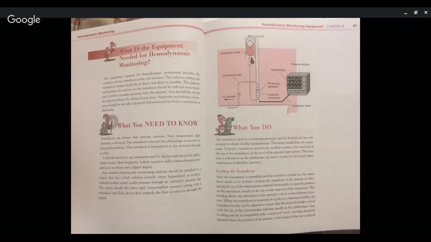Any invasive intravascular monitoring catheter should be attached to a system that has a flush solution, usually either heparinized or non-heparinized normal saline, under pressure through an inflatable pressure bag. The system should also have a rigid, non-compliant pressure tubing with a transducer and flush device that controls the flow of solution through the system.